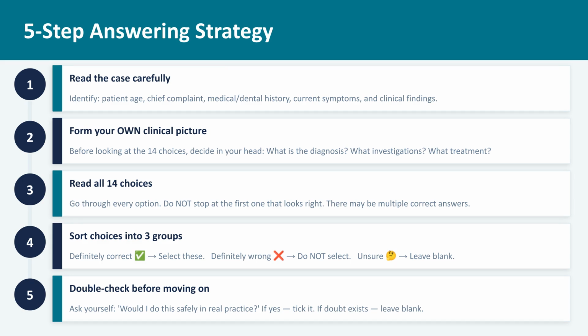1. Read the case carefully and identify all key details. 2. Form your own clinical picture before looking at the choices. 3. Read all 14 choices completely. Do not stop at the first right-looking option. 4. Sort choices into definitely correct, definitely wrong, and unsure. 5. Double-check your selections, asking if you would do this safely in real practice.